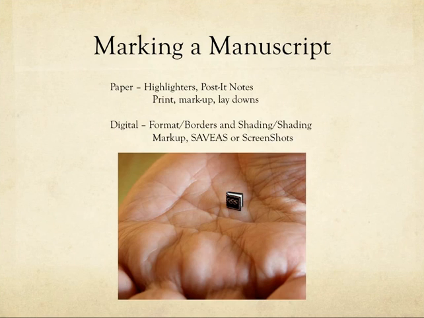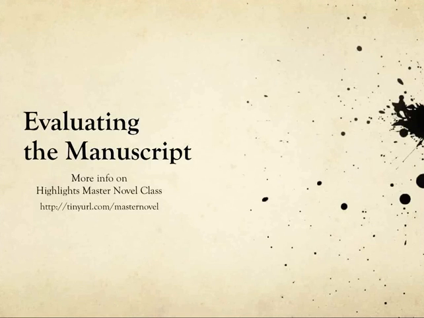If you're using a digital format, again, I'm going to the formatting. So on Microsoft Word, I'm going to Format and Borders and Shading, and then the shading. And I'm choosing a color then to shade the pages with. So it's very easy. You can either save as and save different versions of it, or what I've done here is I've just done screenshots. Either way works.